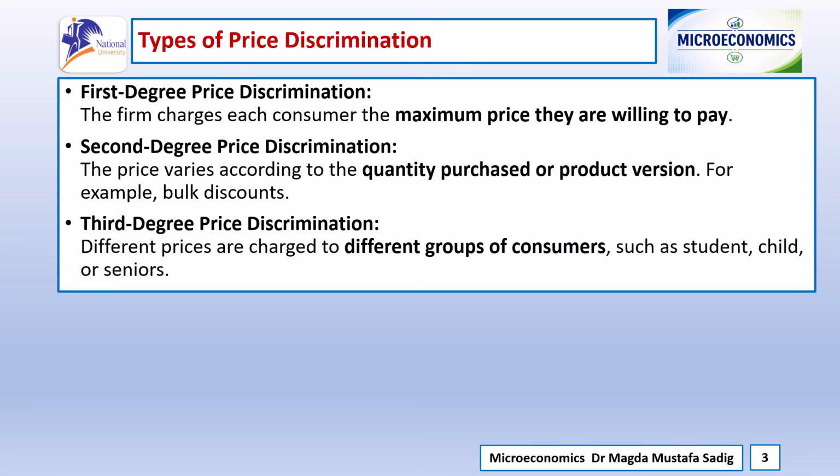Please remember these differences carefully because students sometimes confuse second degree and third degree price discrimination. The easiest way to distinguish them is if the difference is related to quantity or product version, think about second degree discrimination. If the difference is related to different groups of consumers, think about third degree discrimination.